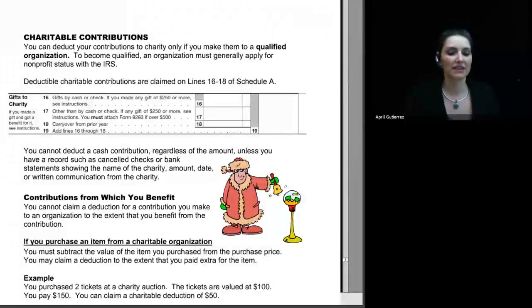Also, in order to be deductible, you cannot benefit from the charitable contribution that you make. You cannot claim a deduction for a contribution you make to an organization to the extent that you benefit from the contribution. For example, the most common one is you purchase an item from a charitable organization. If you do, you must subtract the value of the item you purchase from the purchase price. And you can claim a deduction to the extent that you paid extra for that item.